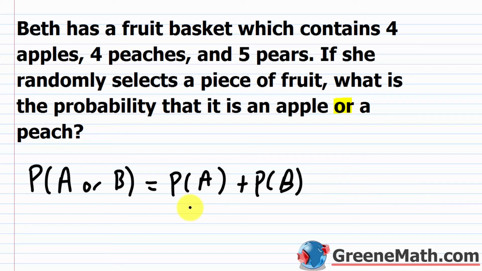Let's say that's where she selects an apple. Well, there's 4 apples out of a total of 4 plus 4 plus 5. 4 plus 4 is 8. 8 plus 5 is 13. So the total of 4 over 13, okay, that's going to be your probability of picking an apple. Then plus, what's the probability of picking a peach? Well, again, it's 4 over 13. So all I have to do is just sum these, and I get 8 over 13.